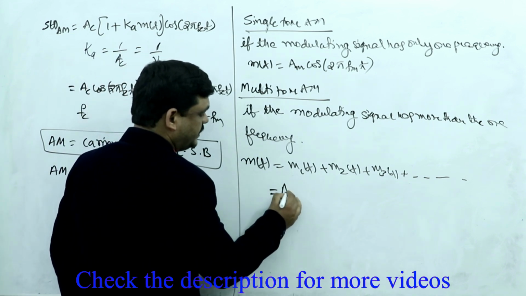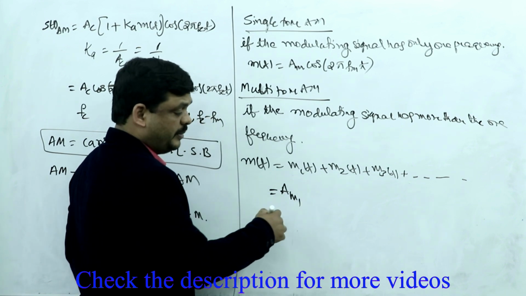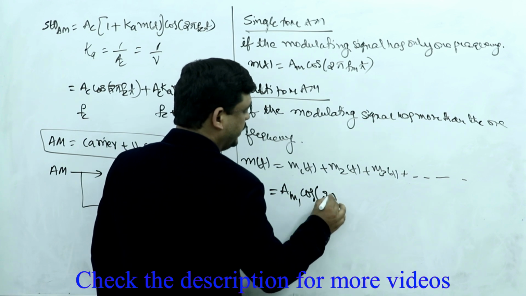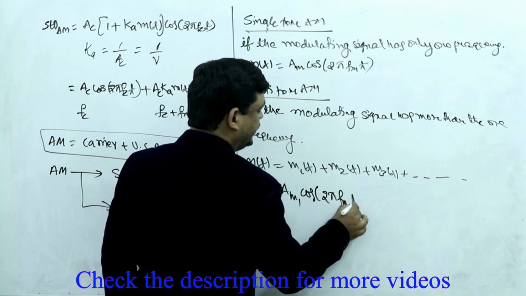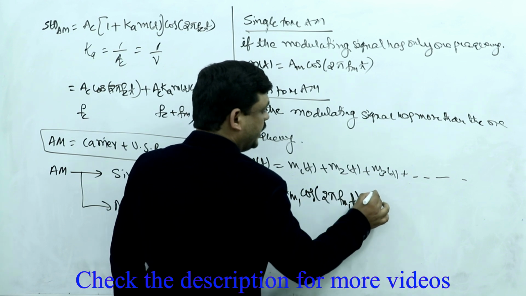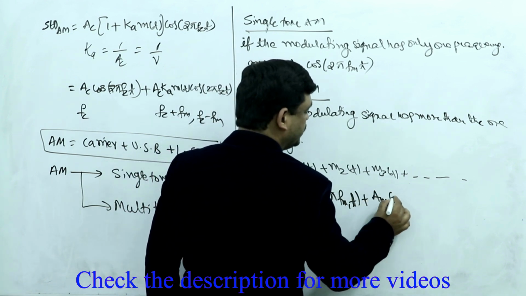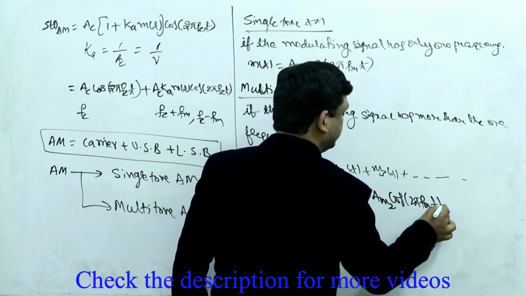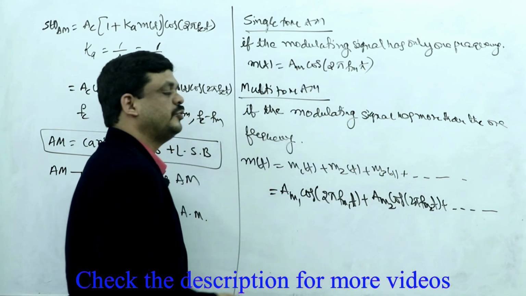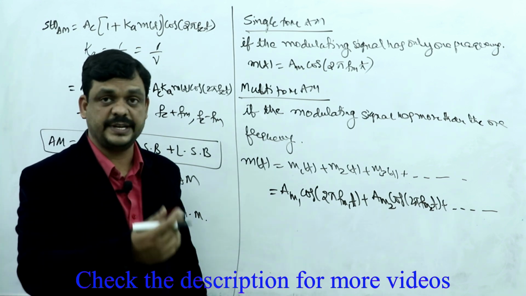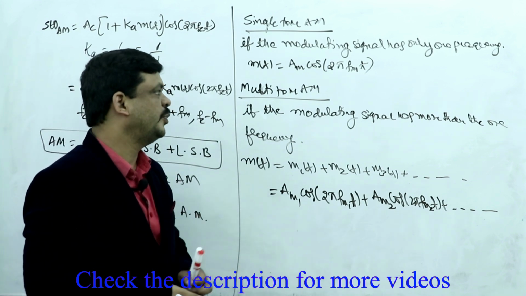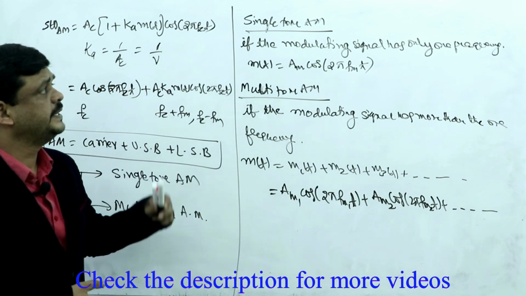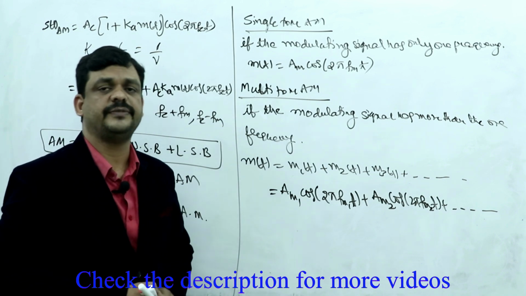Now I am assuming signals with different amplitudes also: m1 of t equals Am1 cos of 2 pi fm1 t, plus m2 of t is Am2 cos of 2 pi fm2 t, plus Am3 cos of 2 pi fm3 t. So we have to take different frequencies here. This type of modulation is called multi-tone modulation. First of all, I will explain single tone modulation, its time domain representation and frequency domain representation.